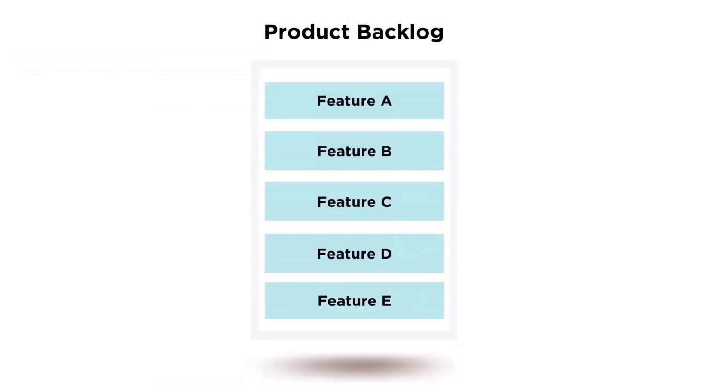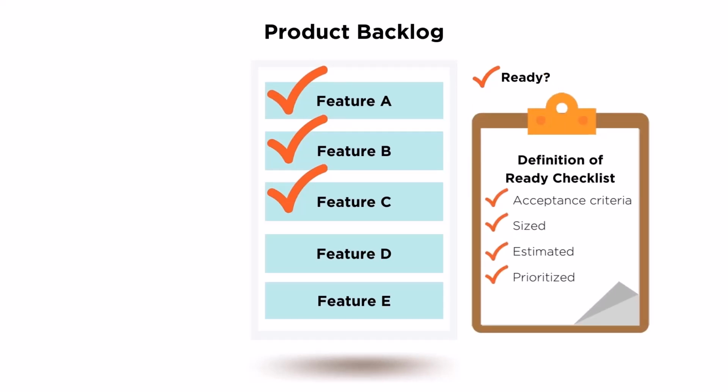The first and most crucial input to sprint planning is a product backlog that has been groomed prior to sprint planning so that the topmost items meet the Scrum team's definition of ready. Typically, this means that the topmost items have well-defined acceptance criteria and are appropriately sized, estimated, and prioritized.